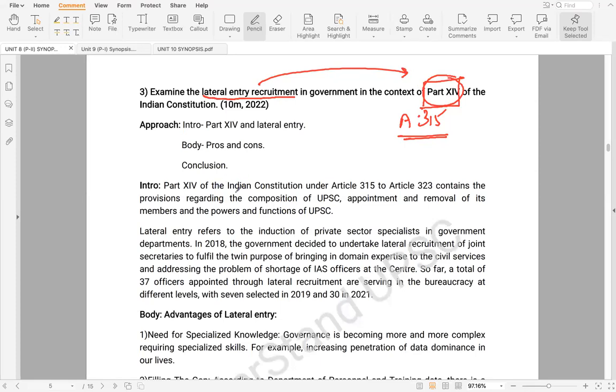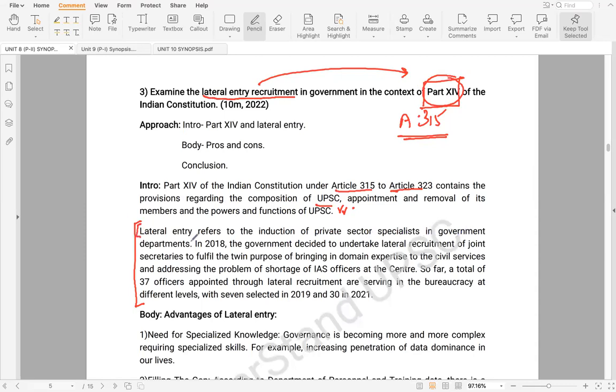Part 14 of the Indian Constitution, under Article 315 to Article 323, contains the provisions regarding the composition of Union Public Service Commission, appointment and removal of its members, and the powers and functions of UPSC. Lateral entry refers to the induction of private sector specialists in the government departments.